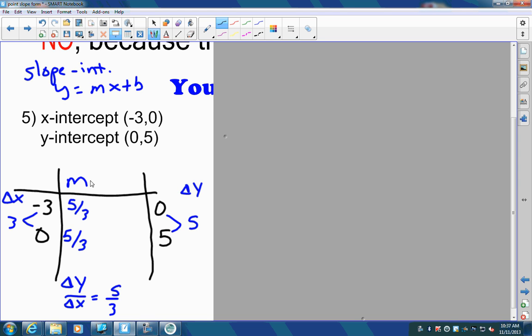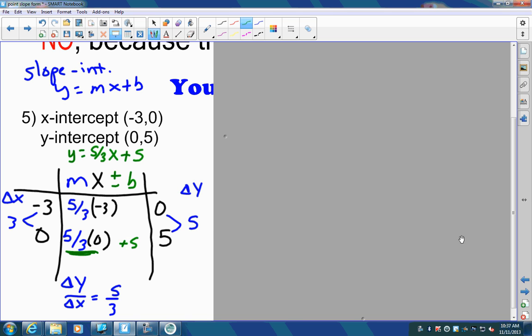Then I take it times my x, -3, and 0, and plus or minus the y-intercept. Well, I like 0 because anything times 0 is 0. What do you have to do to 0 to get to 5? Add 5. So my equation is y equals 5/3 x plus 5.